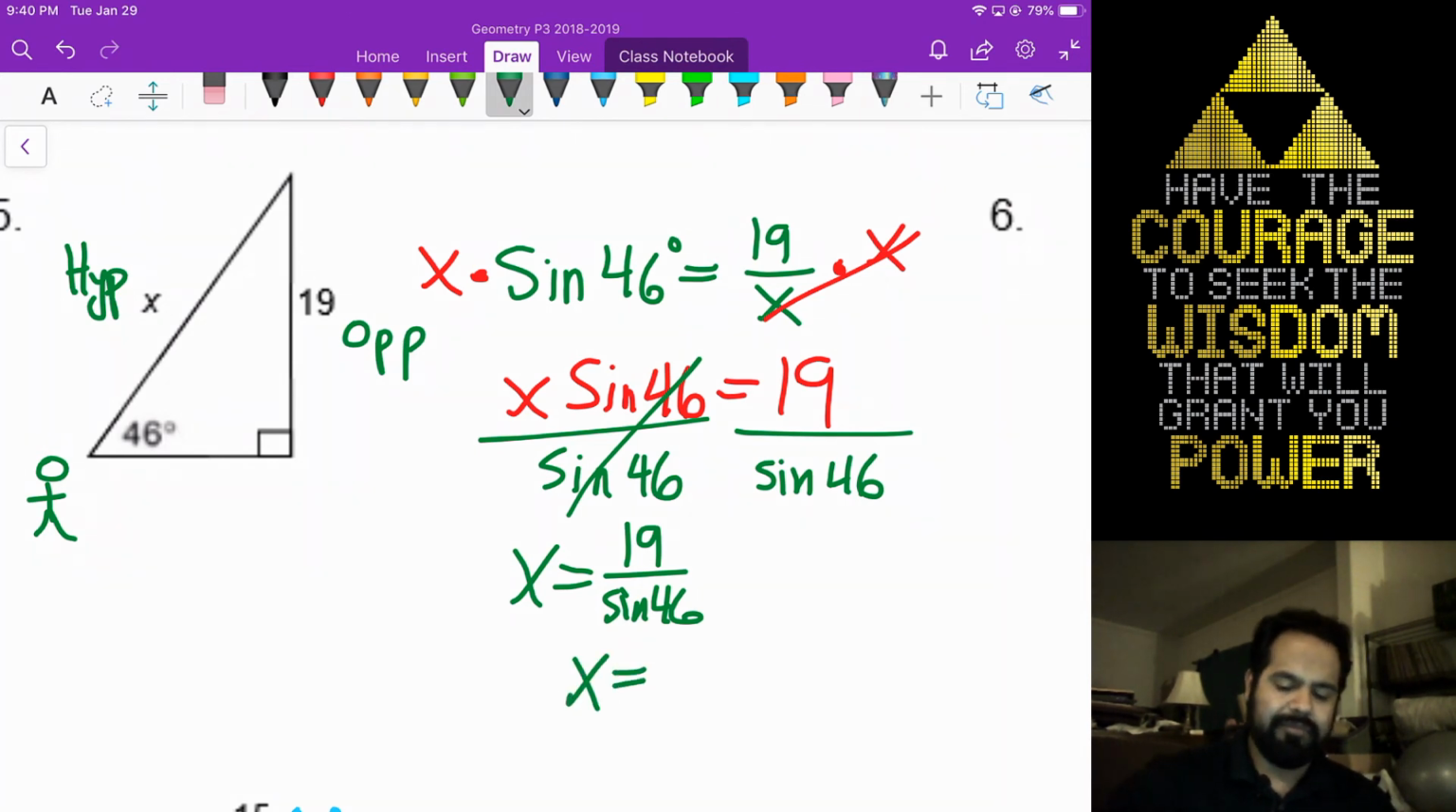I'm not going to even try guessing that anymore. Actually, half of 19 is 9.5. Oh, no. I was about to do the wrong math. That would not have ended well for me. 19 divided by sine of 46. And it looks like we have a 13.66. We're looking for a side length, so that's going to round up to 13.7.